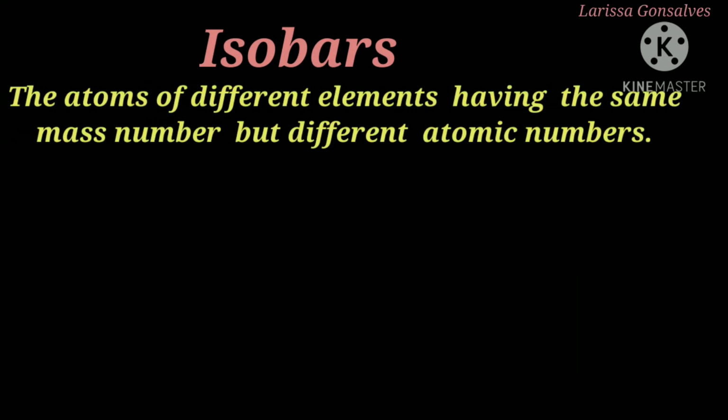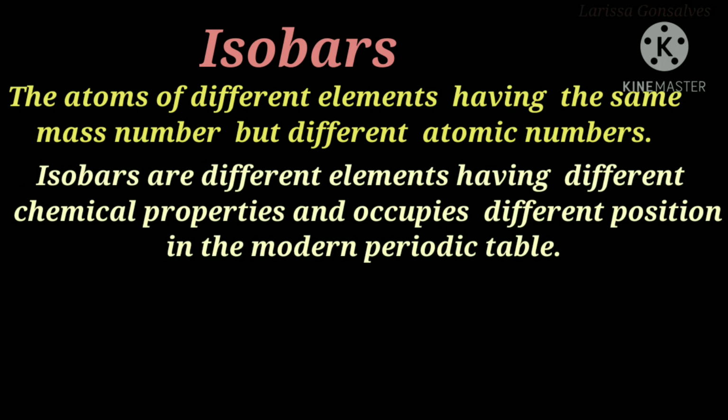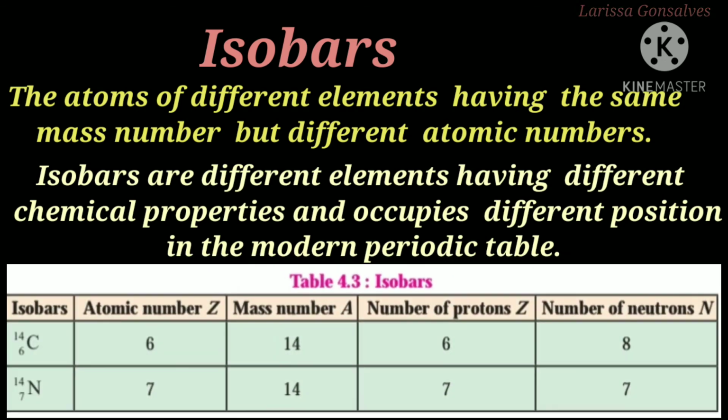Next are isobars. The definition of isobars is the atoms of different elements that have the same mass number but different atomic numbers. So basically the isobars are going to be different elements. Being different elements, they are going to have different chemical properties and also are going to occupy different positions in the modern periodic table.